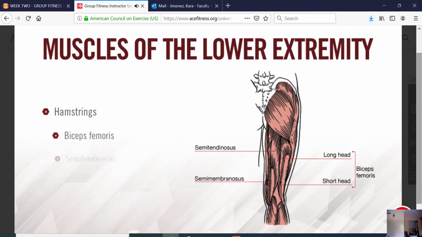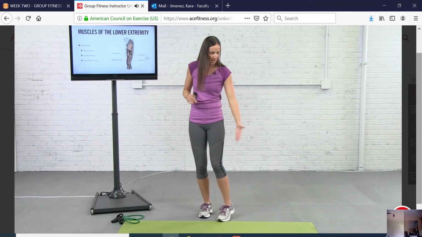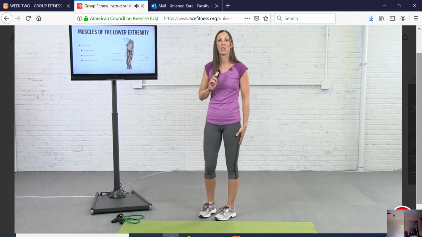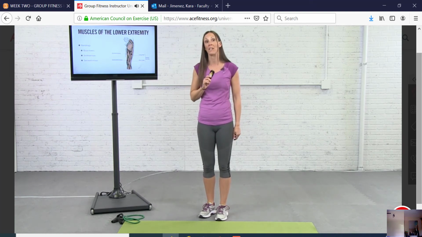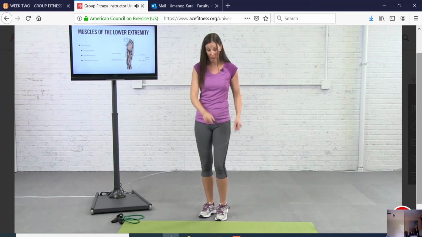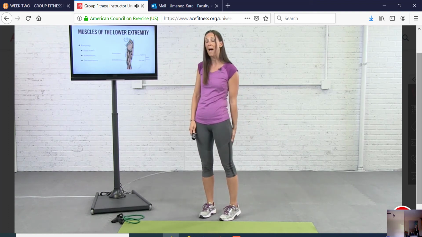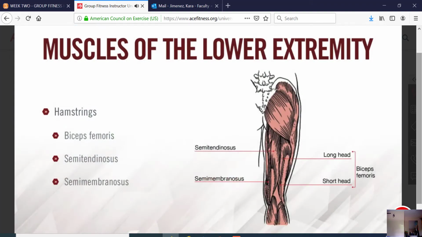Flipping over to the posterior side of the body, the opposing muscle from the quadricep is the hamstring. And the hamstring has 3 major muscles. The biceps femoris, not to be confused with the rectus femoris on the front side. The biceps femoris on the back side, the semitendinosus, and the semimembranosus. The hamstrings work to flex the knee.